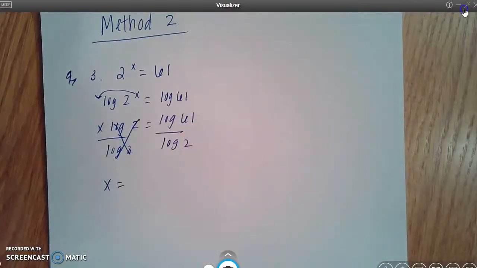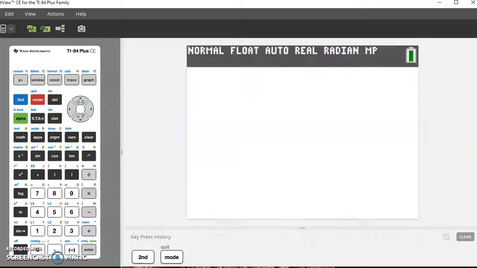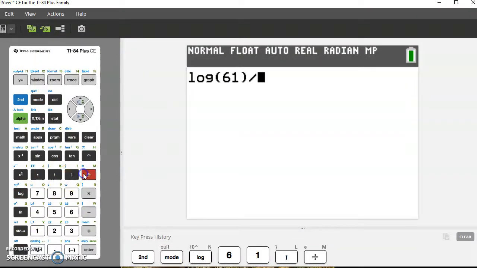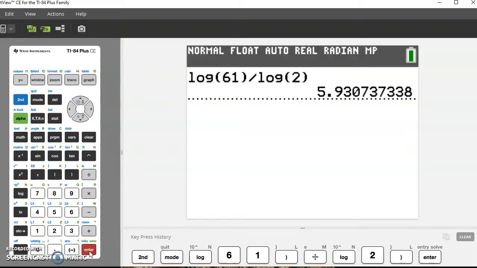So if I go to my calculator, I'm going to plug in log 61 divided by log of 2. And I get the answer of 5.9307, which is actually the exact same answer that you got when we did it the other method. Okay, so I'm going to be doing mostly all the evens, so you can write down that method.